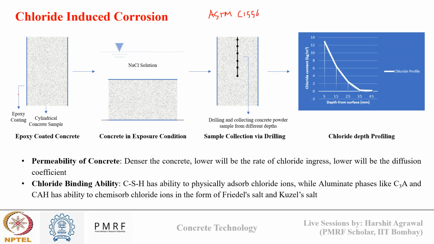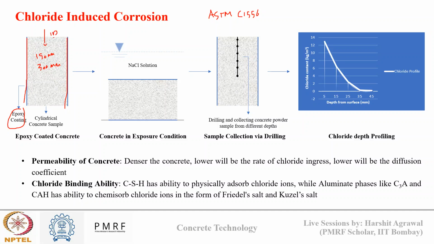You can see in this what is done. This is my concrete cylinder of diameter 150 mm and height 300 mm. We prepare a concrete cylinder and we coat the curved side of the concrete cylinder with epoxy coating so that we can simulate a 1D diffusion of chloride.